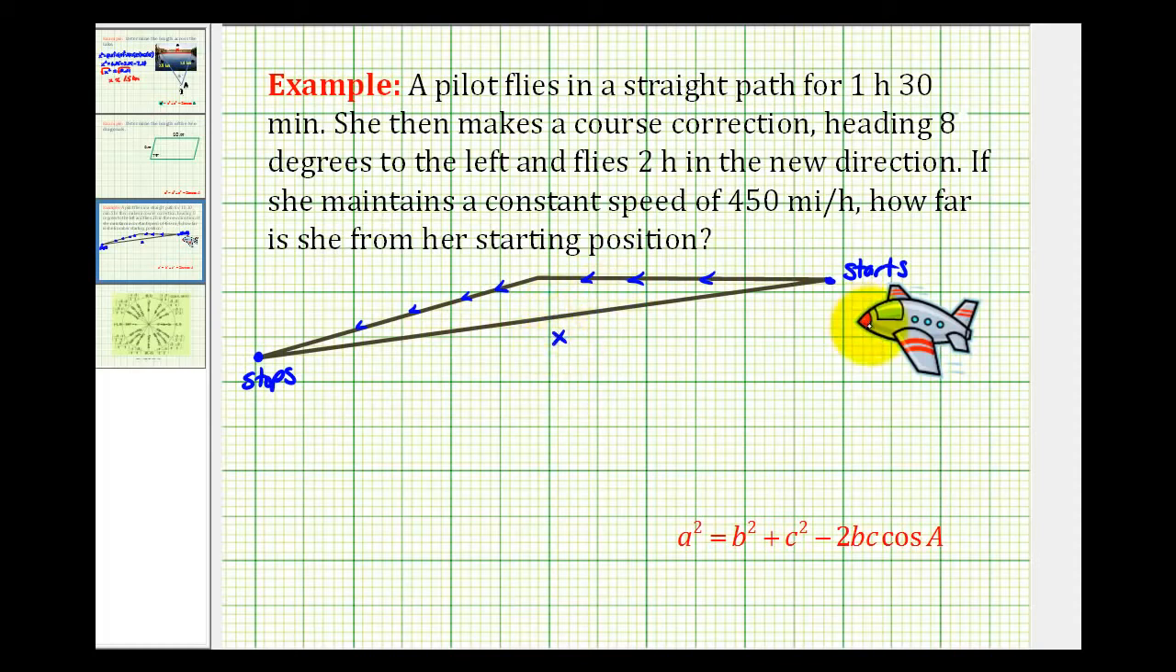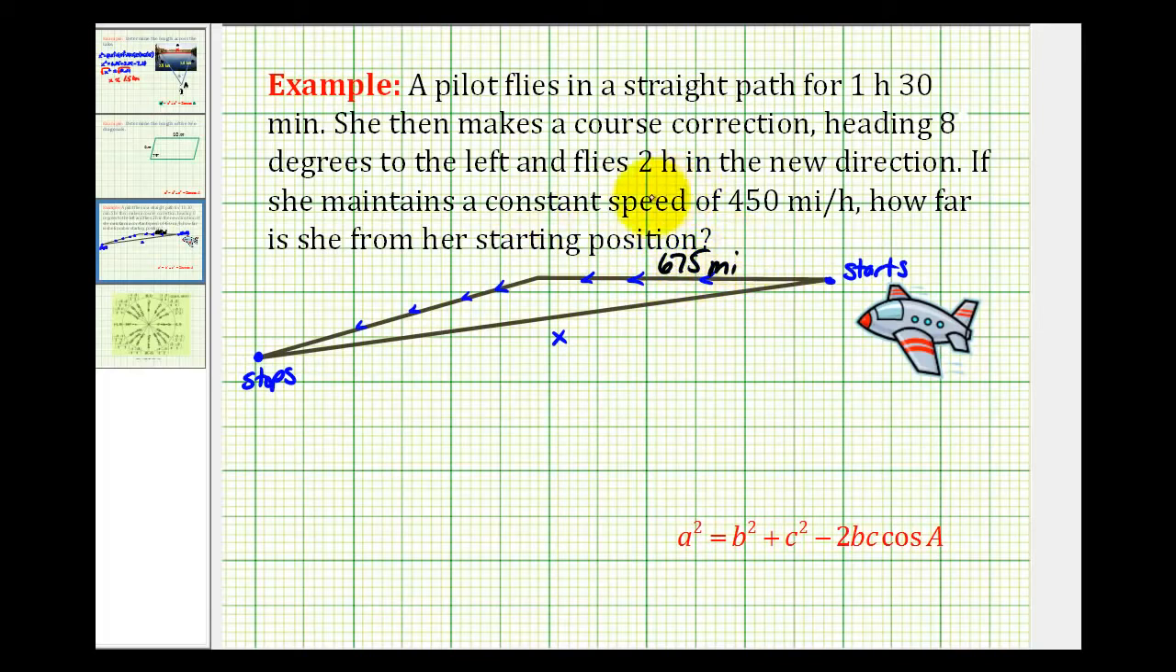Now, one thing that's a little bit tricky about this question is that this plane is traveling at 450 miles per hour for an hour and a half in one direction and 2 hours in another. But we need to determine the length of these sides of the triangle, which would be the distance traveled. So for example, if the plane is traveling 450 miles per hour for 1 hour 30 minutes or 1.5 hours, 1.5 times 450 will give us the distance traveled. So this distance here is going to be 675 miles.